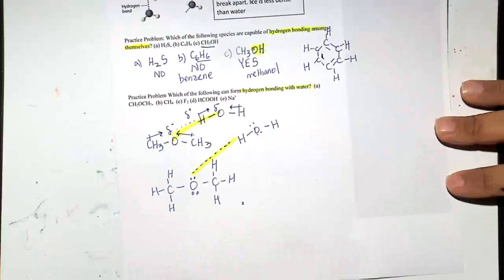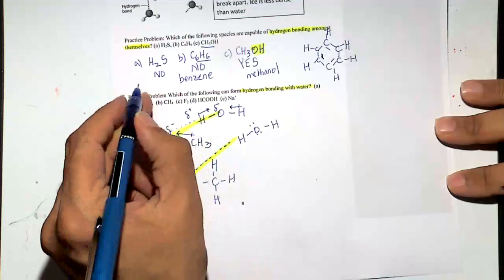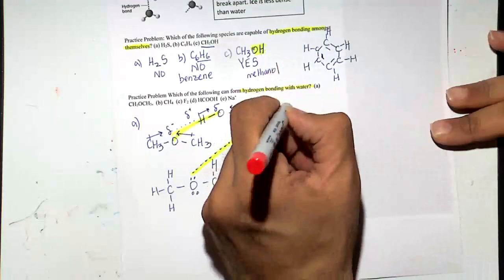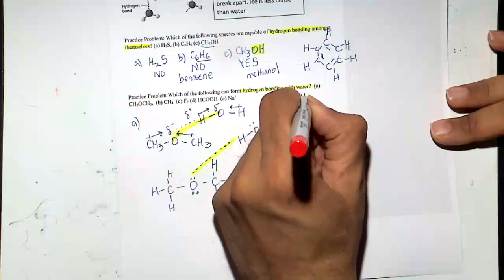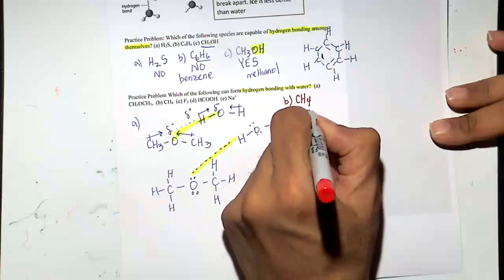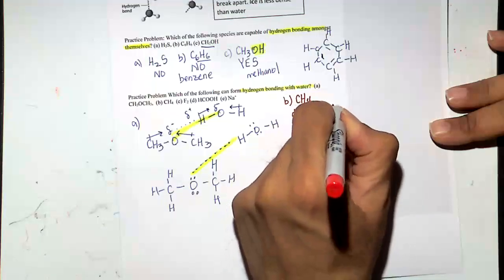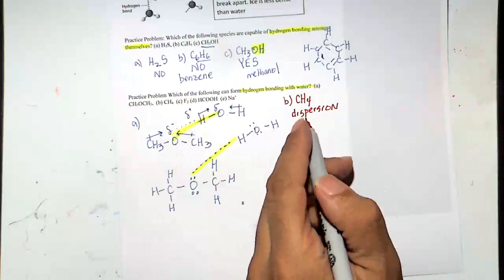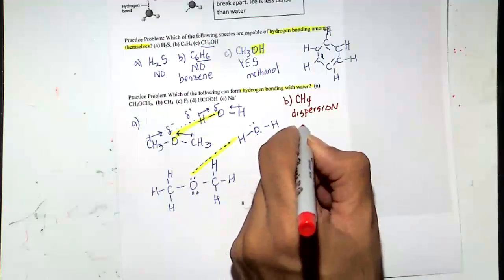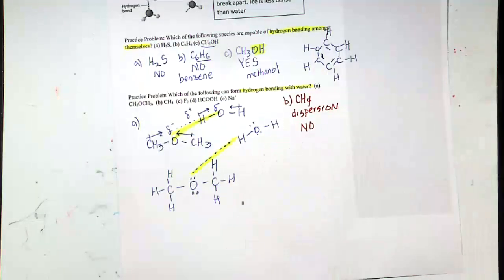What about B, CH4? What do you guys think? Okay, no. The answer is no. Okay, what's the main IMF for CH4? Dispersion. Okay, what's the name of the functional group? Alkanes. What's the name of this specific alkane? Methane. Okay, so it cannot hydrogen bond. This can, part A.